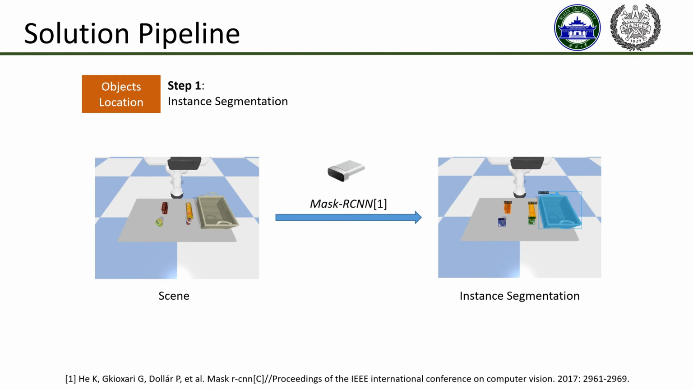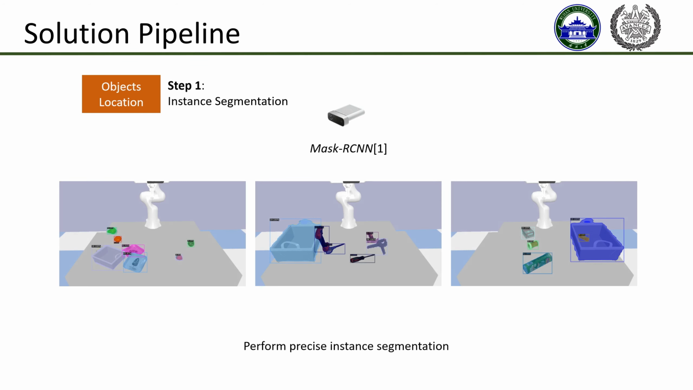First, let me introduce our object location node, which is based on Mask RCNN doing the instance segmentation. At this step, we will have the object level and pixel level detection information. The segmentation neural network performs really well in simulation. From our experiment, we have not met any misdetection. Even with some cluttered scenes, the Mask RCNN can segment objects really precisely.